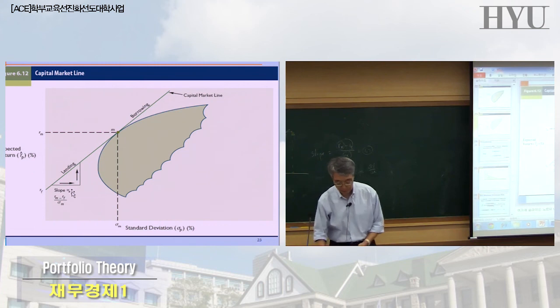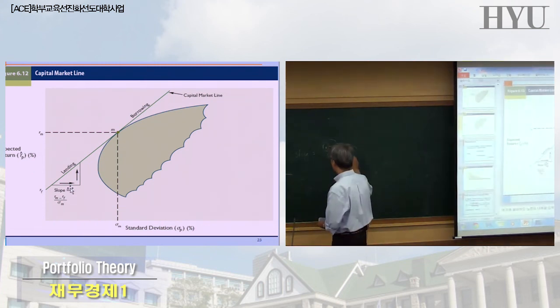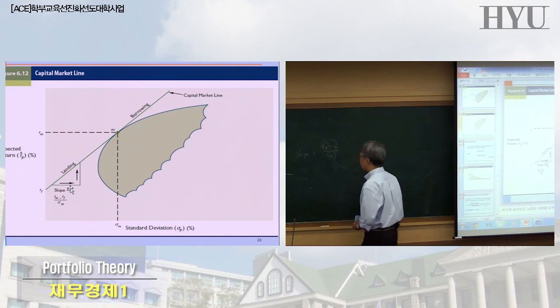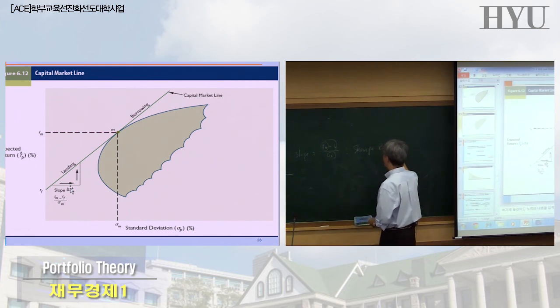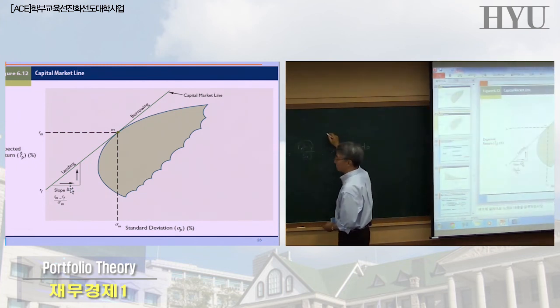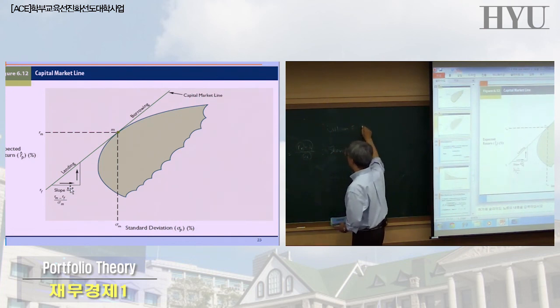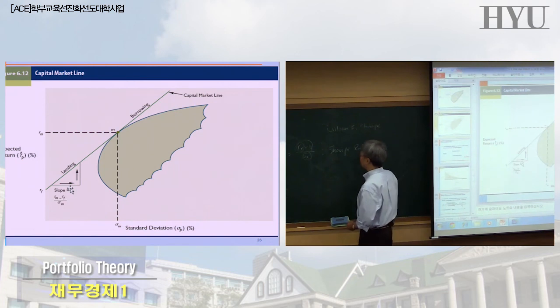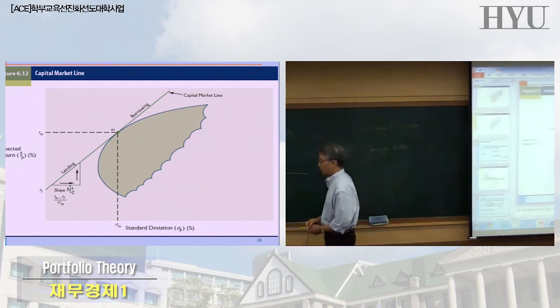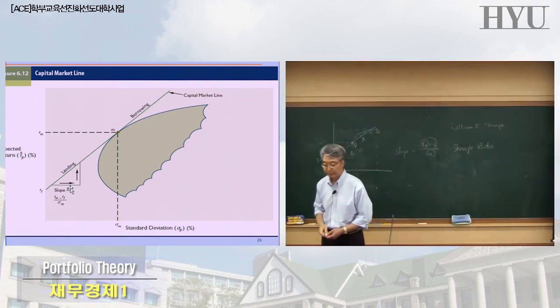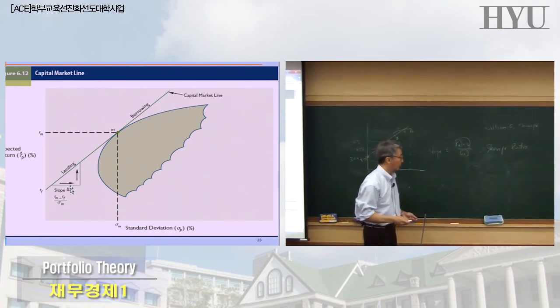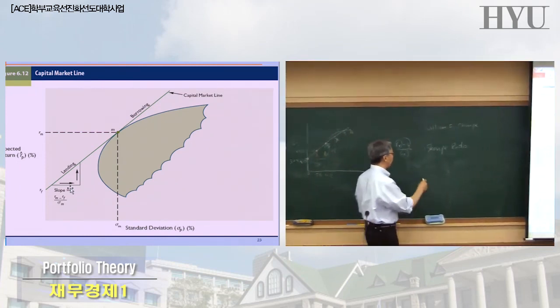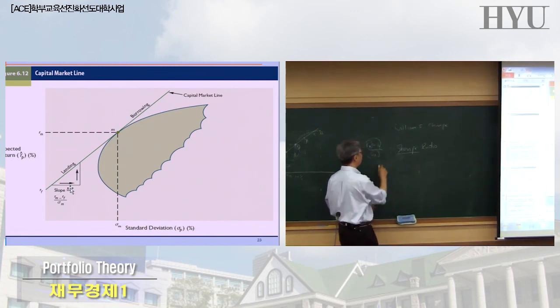And the slope, actually, this slope has a special name. It is called Sharpe ratio. Sharpe is a person's name, William F. Sharpe. He's a famous finance professor, finance scholar, okay? And he named this ratio the Sharpe ratio.